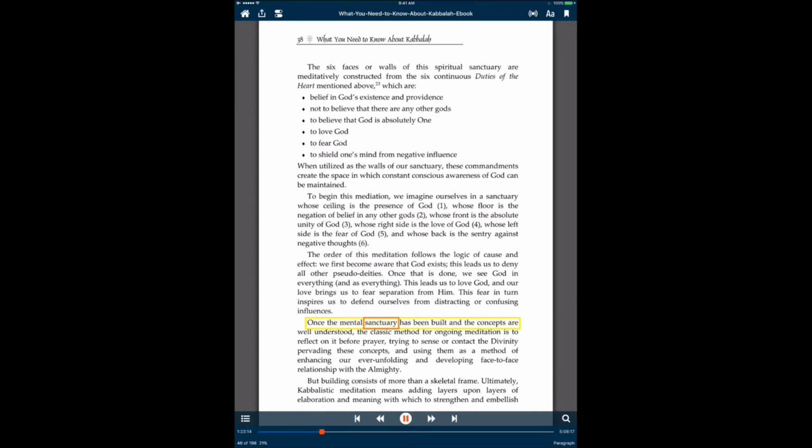Once the mental sanctuary has been built and the concepts are well understood, the classic method for ongoing meditation is to reflect on it before prayer, trying to sense or contact the divinity pervading these concepts, and using them as a method of enhancing our ever-unfolding and developing face-to-face relationship with the Almighty. But building consists of more than a skeletal frame. Ultimately, Kabbalistic meditation means adding layers upon layers of elaboration and meaning with which to strengthen and embellish.